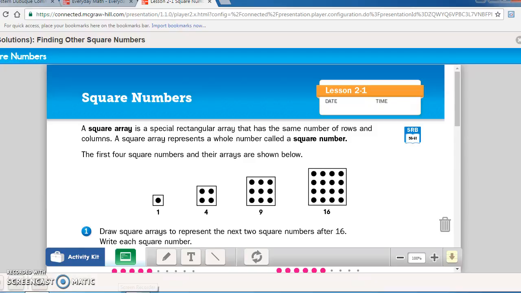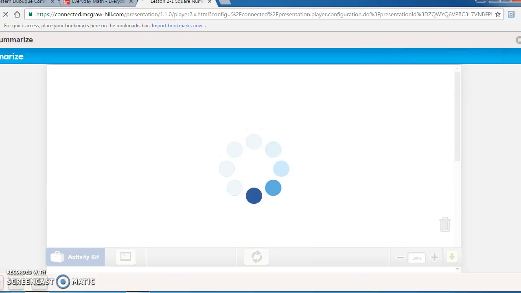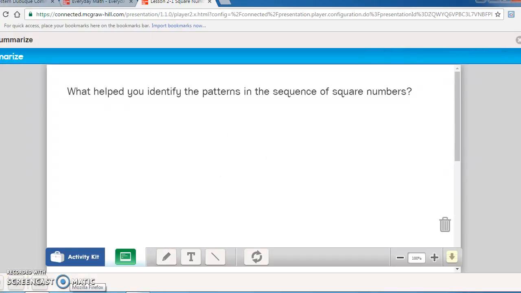And once again, this is just going to give you the answers, so I'm going to continue going on through that. What helped you identify the patterns in the sequence of square numbers? Hint, hint, I actually told you this answer previously, so if you missed it, so far you're only about 8 minutes in, you might want to rewind it, try to find that, and it'll give you the answer.